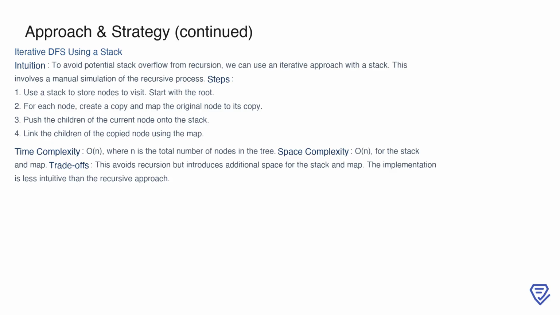Once all the children of a node have been processed, we link them to the copied version of the node using the mapping. Like the recursive approach, this method also runs in O(n) time, as every node is visited exactly once. However, the space complexity increases to O(n) due to the stack and the map used for tracking the nodes. While this iterative method avoids recursion and thus eliminates the risk of stack overflow, it introduces more complexity in terms of implementation and memory usage.